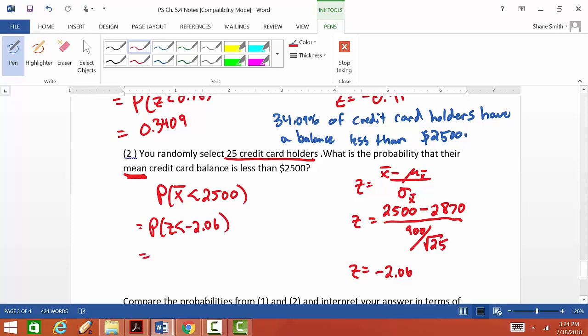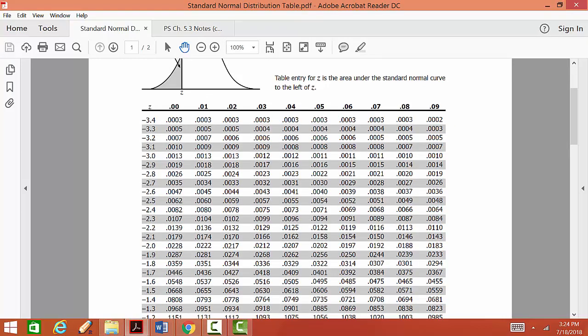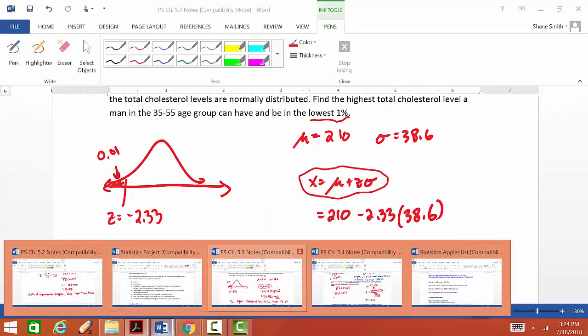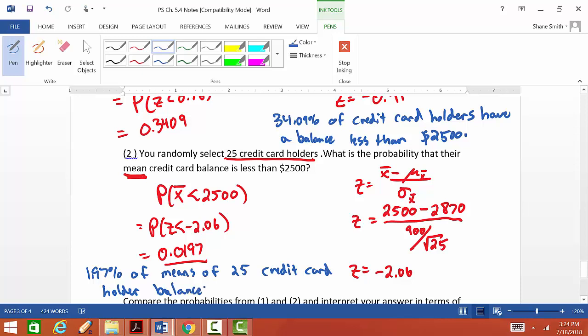It's a z in my table. .0197. So 1.97% of means of 25 credit card holder balances are less than $2,500.